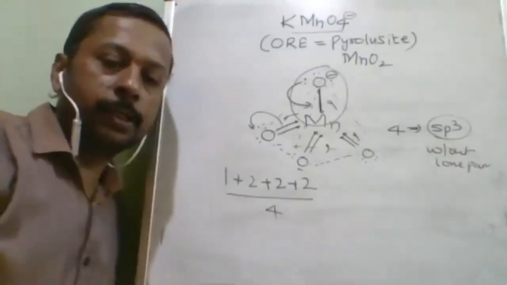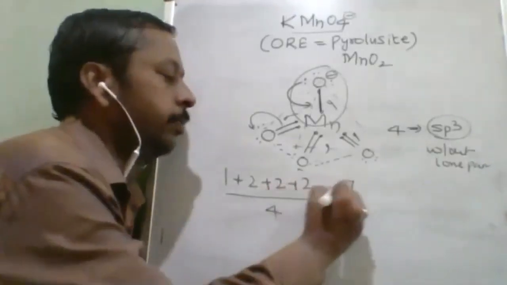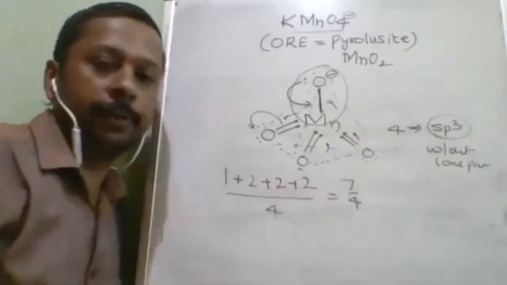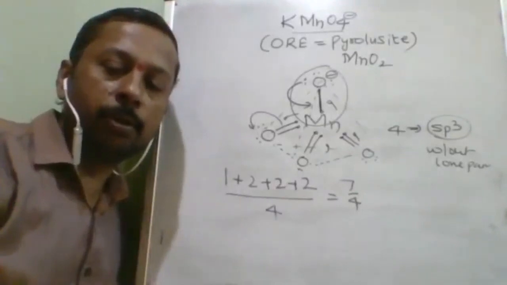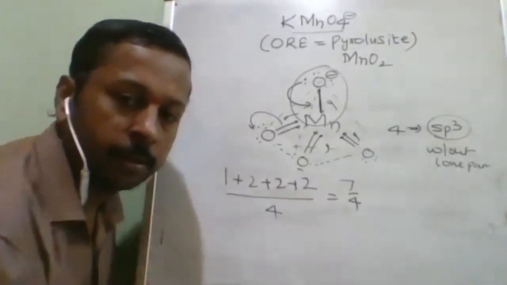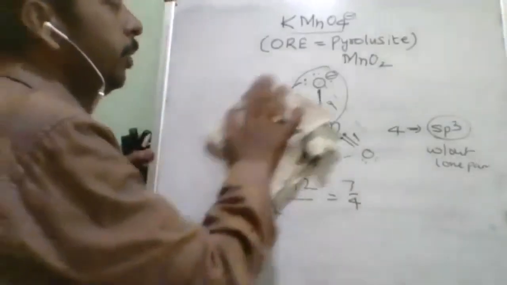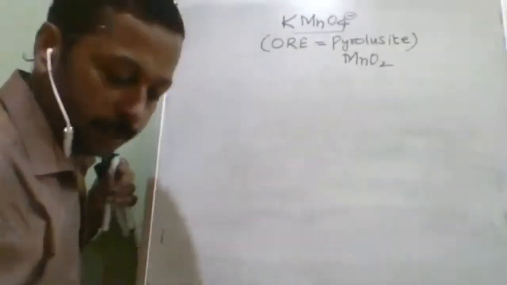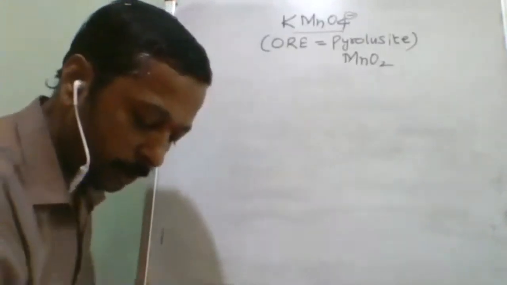So total 7 by 4. Bond order is how much? 7 by 4. Bond order of the Mn and oxygen bond is equal to 7 by 4. Are you able to understand? So this is about some properties of KMnO4 related to its structure. Some general properties I have explained, structural based properties explained.